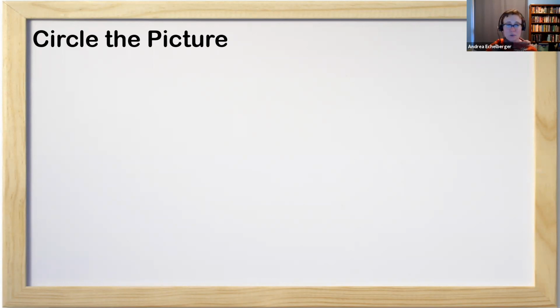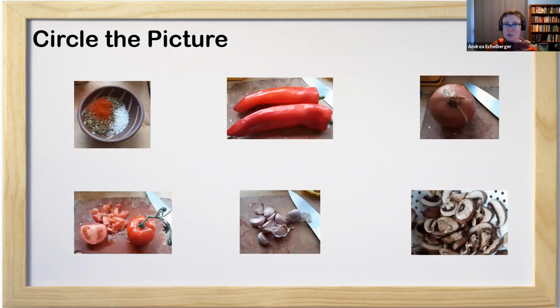So if we're teaching in person or remotely, we can do things like circle the picture where you say a word, and learners have to circle it. And you can also say things like, what words have the p sound? What word is g, a, l, i, k? And then learners have to circle that. So you can do lots of different phonics and vocabulary activities.